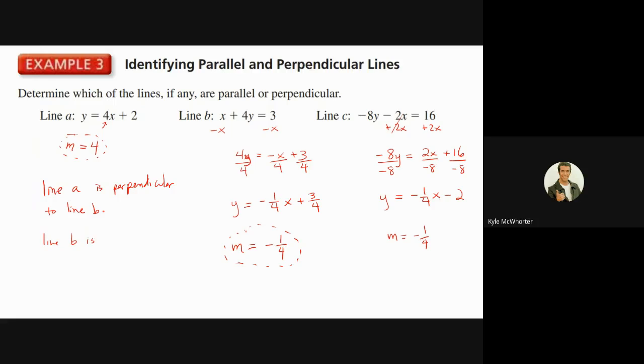So that means that line B has the same slope as line C. So line B is parallel to line C. So line A is perpendicular to line B and line C because line B and C are parallel. So line B is parallel to line C, and that's pretty much it. So B and C are parallel to each other, and line A is perpendicular to both of them.